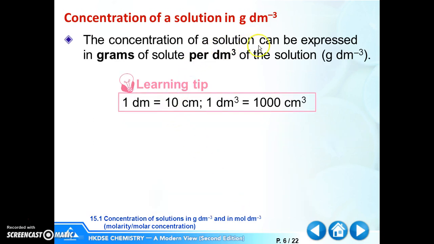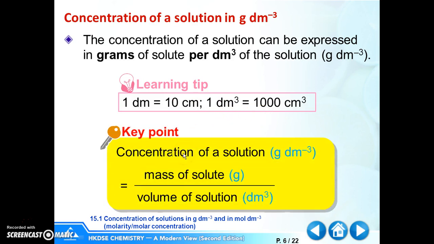The concentration of a solution can also be expressed in grams of solute per dm³ of the solution. Since 1 decimeter equals 10 centimeters, we have 1 dm³ equals 1000 cm³, and 1 m³ equals 1000 dm³. We have this equation to find the concentration of a solution in grams per dm³.